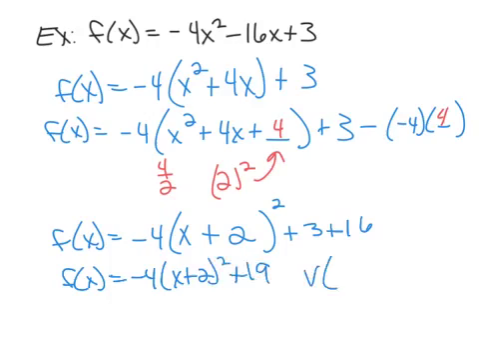From there I can read the vertex. It's negative 2, 19. So that's the process we need to use to place a function in vertex form.